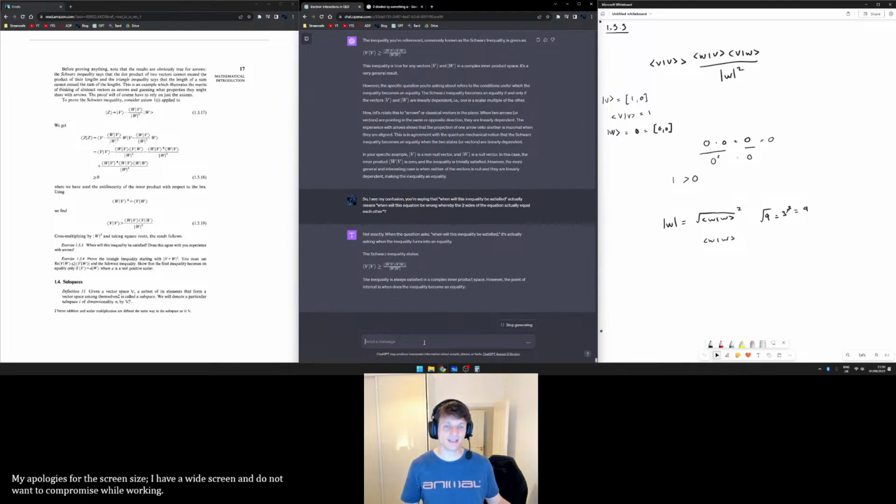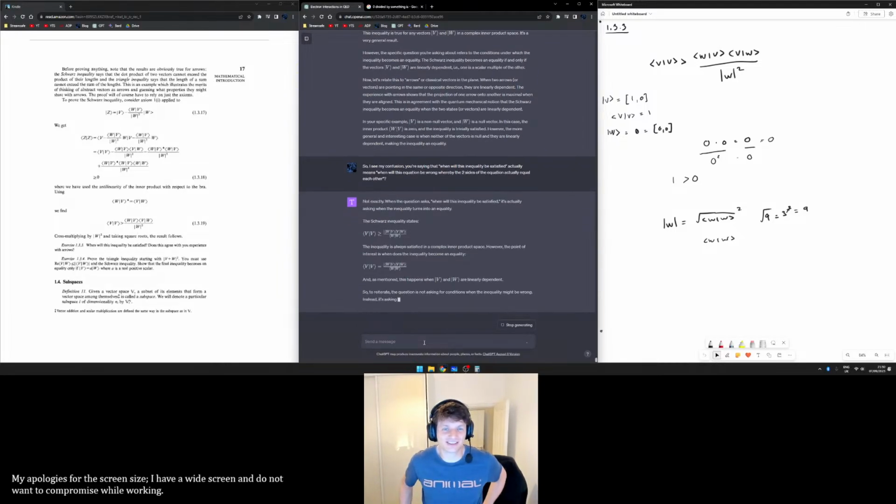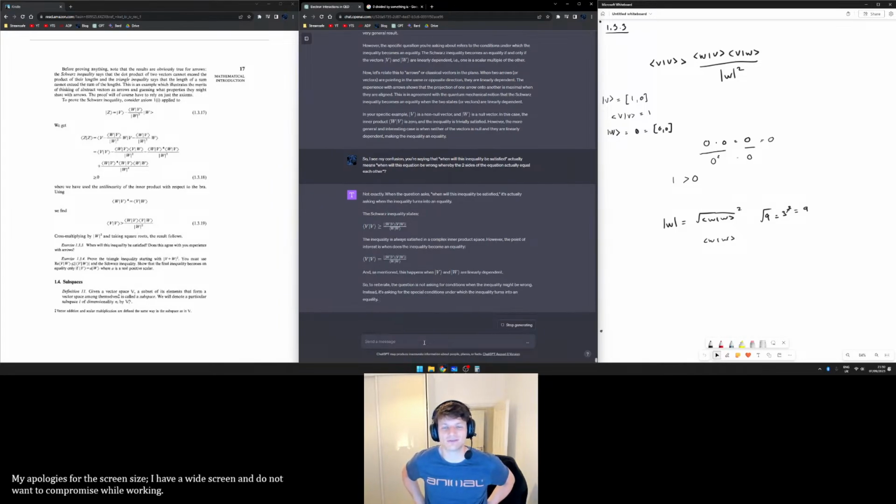I mean, that's what I just said. Let me just double check. It means when will this equation be wrong whereby the two sides of the equation actually equal each other? I mean, the equation's wrong if they equal each other because it says it's greater than. Oh, greater than or equal. I see. Well done, GPT-4. We love you, really. I forgot about the greater than or equals part.